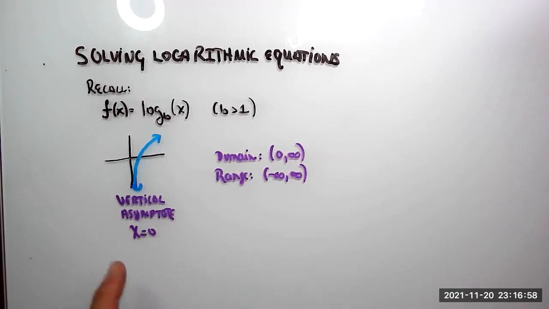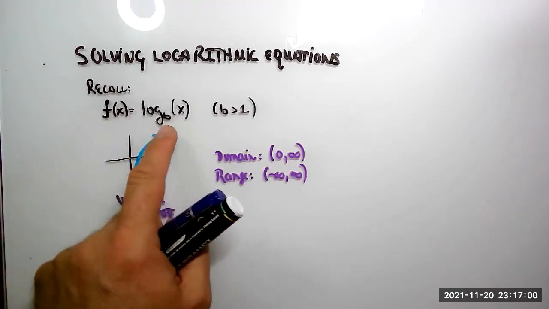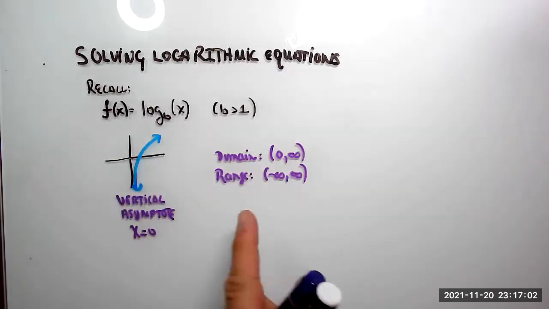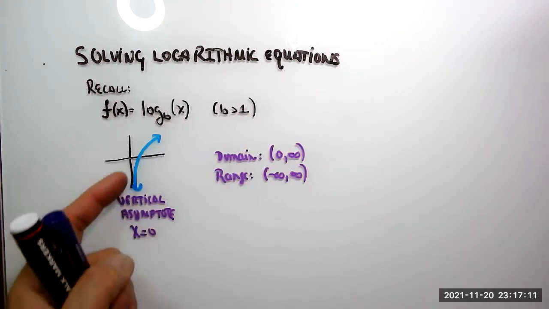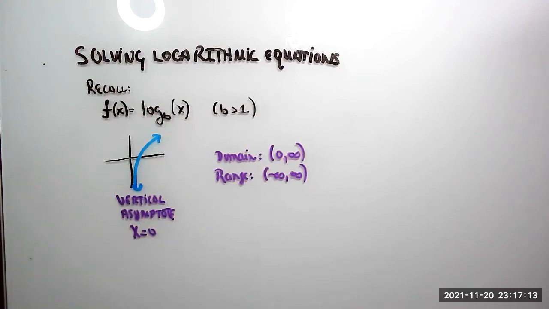First, let's review the graph of f of x equals log base b of x. Let's assume that b has to be greater than 0 and b cannot be 1. However, I'm going to restrict b to be greater than 1. The graph will look like this. Notice that this graph experiences a vertical asymptote at x equals 0.